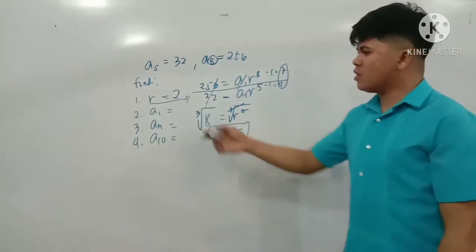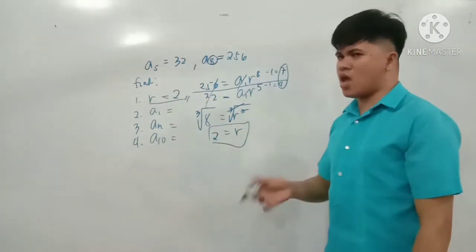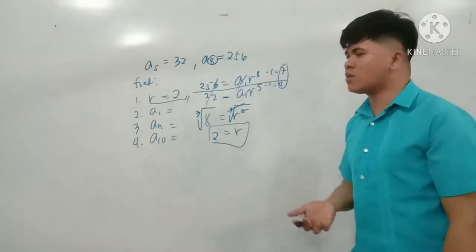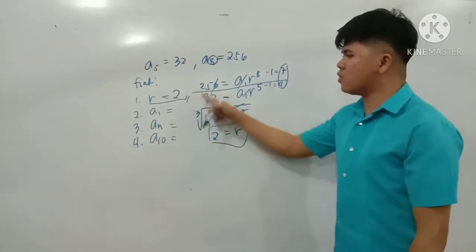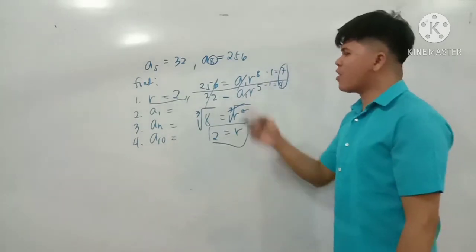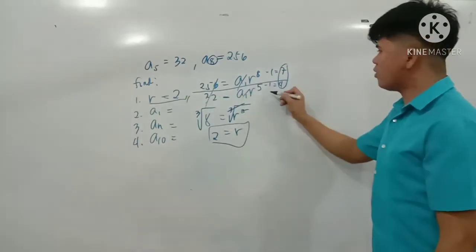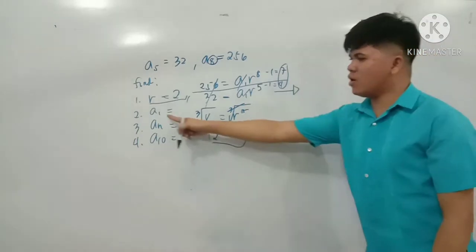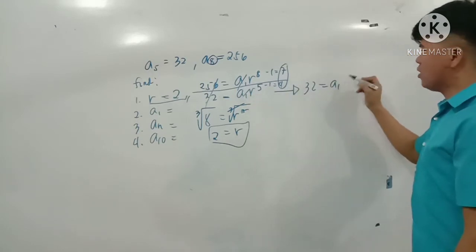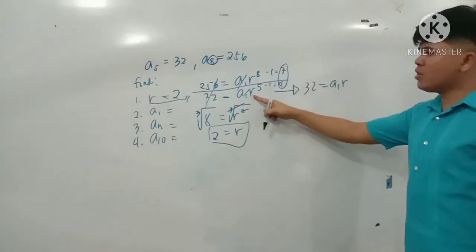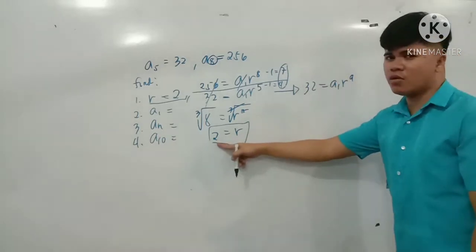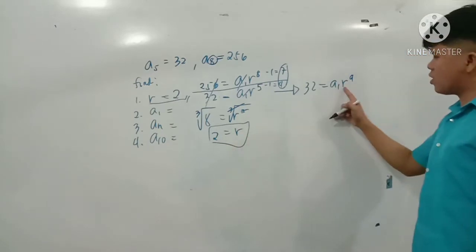Now, our problem is the first term, or a sub 1. In order to find the first term, we can use either of these two equations, the numerator or the denominator. But I prefer the denominator. So I use this one to find the value of a sub 1. We have 32 equals a sub 1 times r, and the exponent of r is 4. Then we substitute the value of r, because we have the common ratio 2.